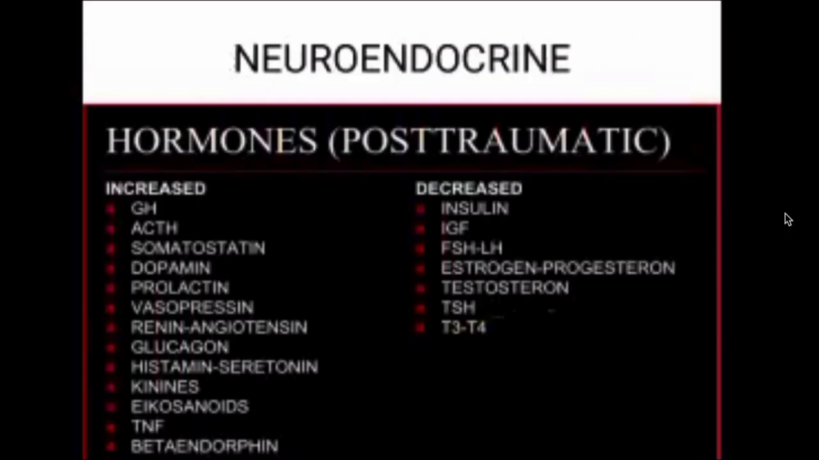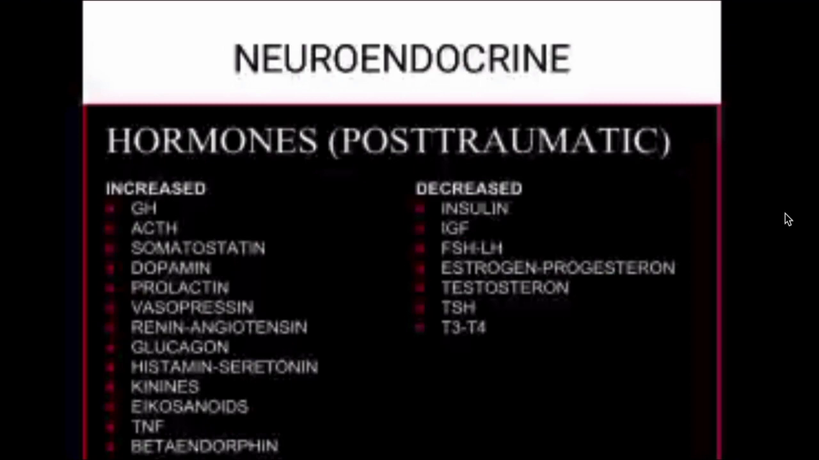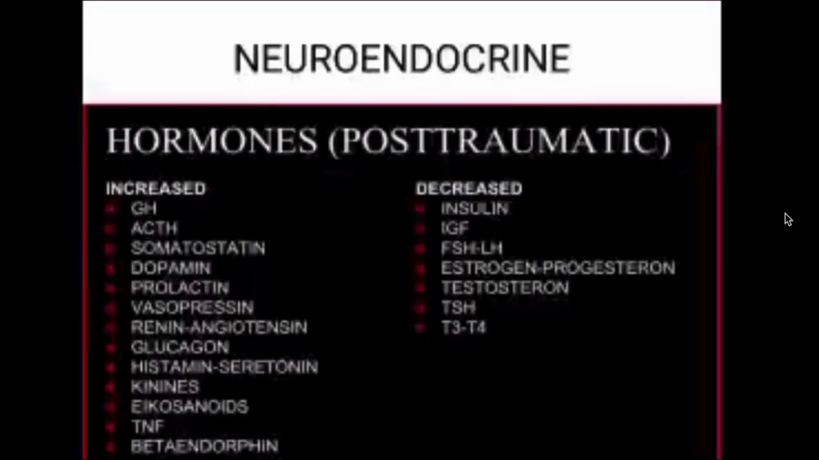Neuroendocrine stimulation or factors: these are the hormones that occur in the post-traumatic period. The following hormones increase following trauma: growth hormone, adrenocorticotropic hormone, somatostatin, dopamine, prolactin, and renin-angiotensin. Glucagon is another stress hormone, which helps in breaking down stored glycogen in the liver so that energy will be released. Also histamine, the kinins, and the endorphins.